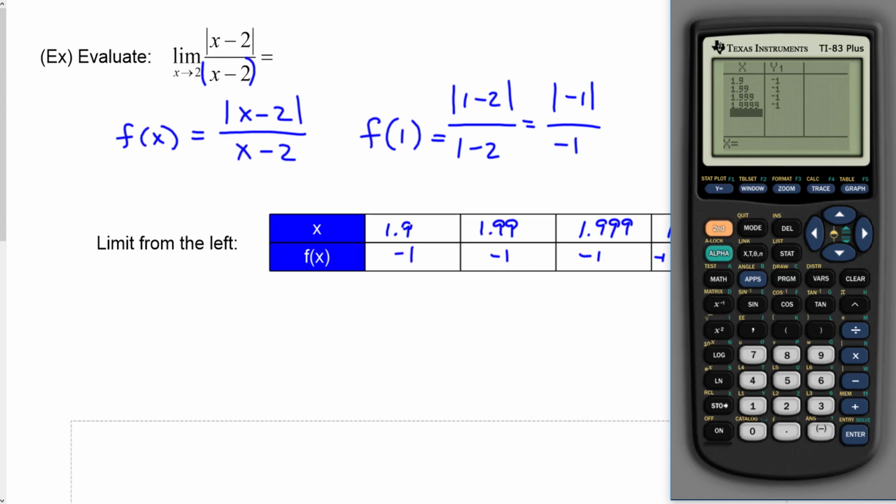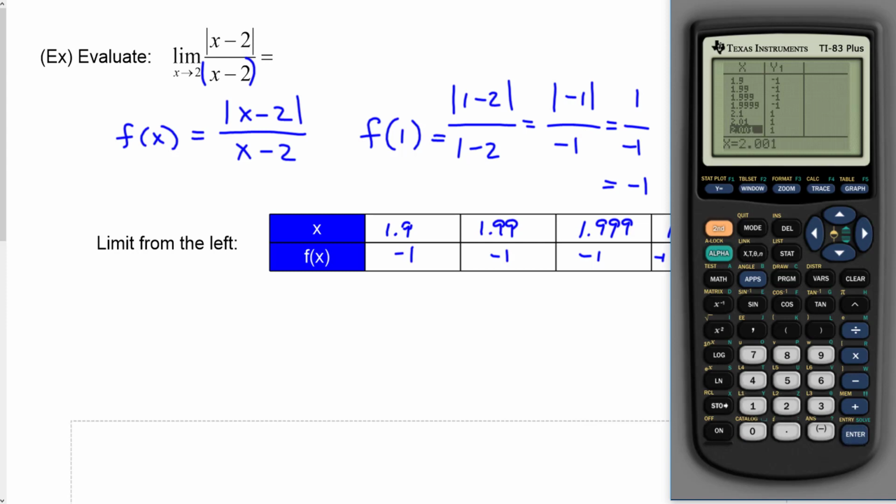Whenever you have the same number divided by itself, you get 1. The only difference is, in the numerator, I'm taking the absolute value, which changes this to a positive 1. So when you take 1 divided by negative 1, the result is negative 1. And anything that I put in that would be less than 2, that would happen. So that's why all of these end up being negative 1. And similarly, if I start putting in values that are greater than 2, you're going to find that they are, in fact, all just 1.